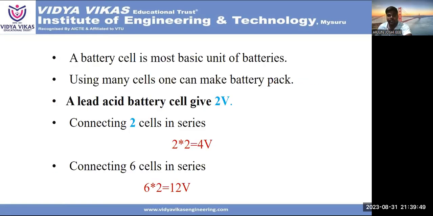Now let's understand the batteries. A battery cell is the most basic unit of batteries. Using many cells, one can make a battery pack. A lead acid battery cell gives 2 volts per cell. If I connect two cells in series, that is 2 into 2, equal to 4 volts. If I want 12 volts, I connect 6 cells in series, cascaded. Each cell gives 2 volts, so 6 into 2 is 12 volts.